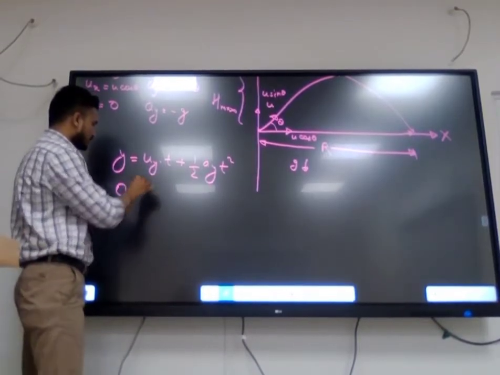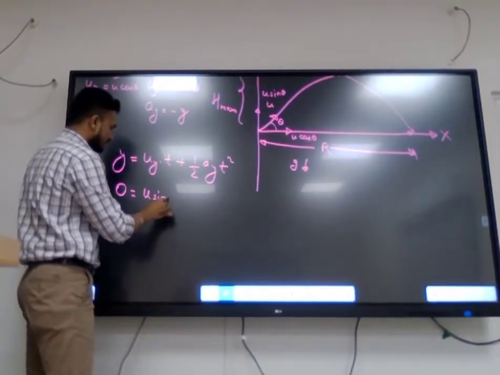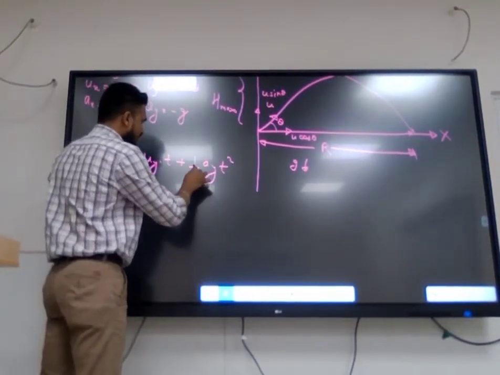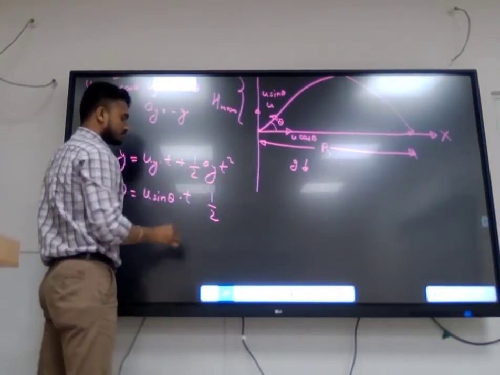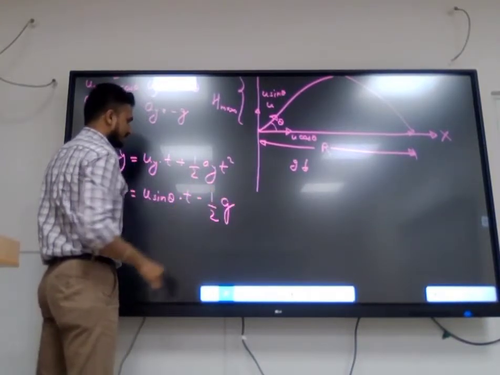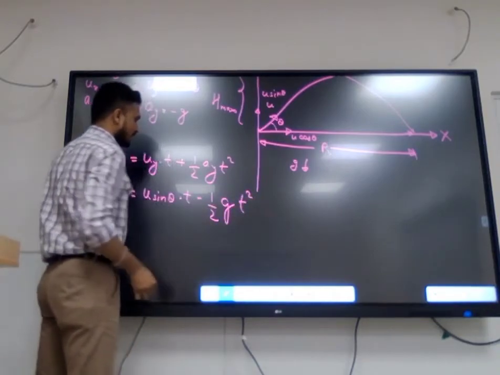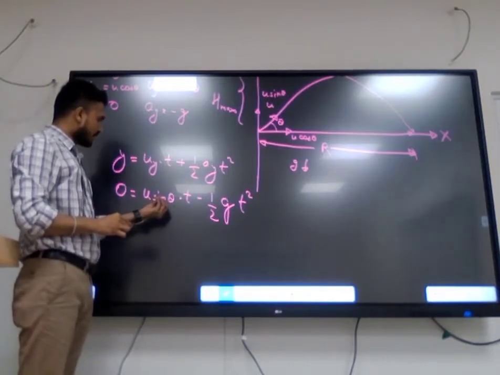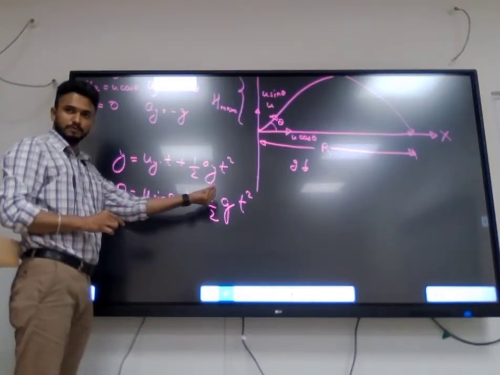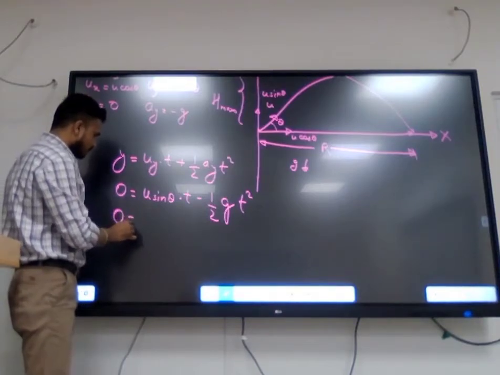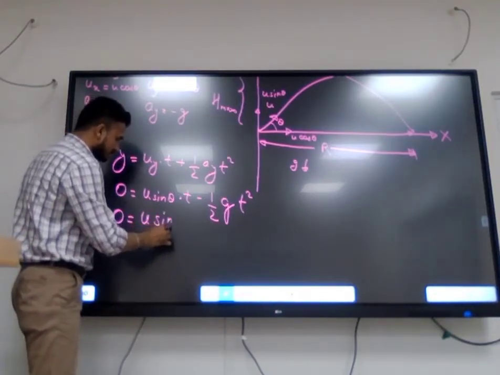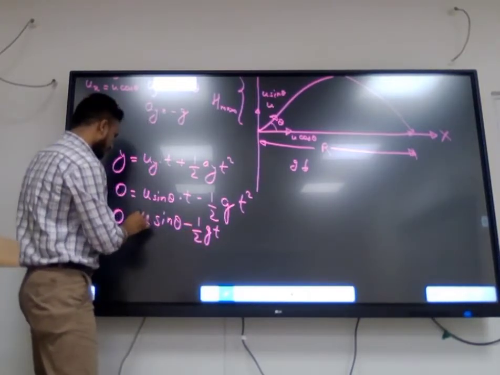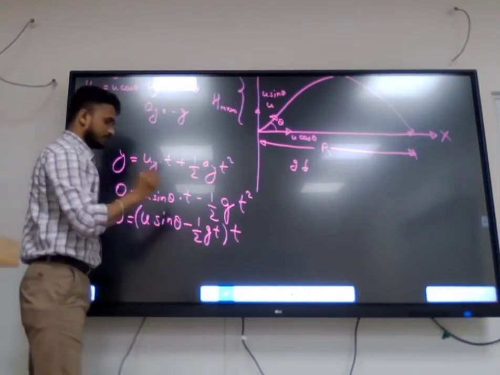Just try to fill it in. So, uy is u sine theta, into t, plus half, and we know ay equals minus g, so minus half g t square. Now, think about it. What can we do? We can take t common from both, and then we can write 0 equals t times (u sine theta minus half g t).